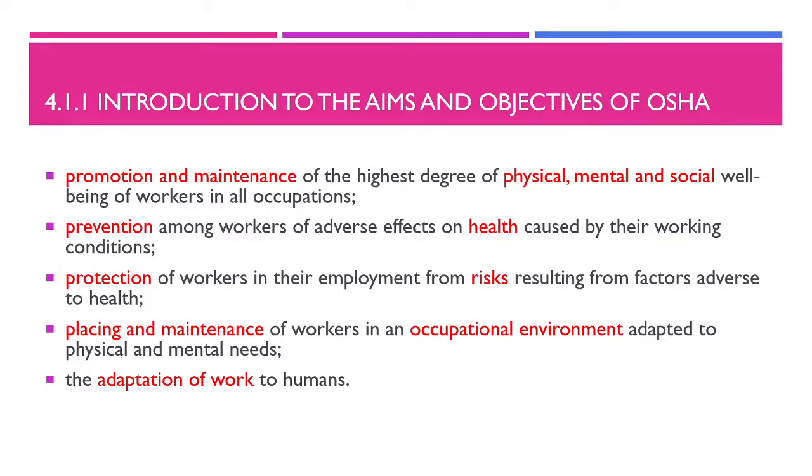This is the aim and objective of OSHA. The first one is the promotion and maintenance of the highest degree of physical, mental and social well-being of workers. The second one is the prevention among workers of adverse effects on health caused by their working conditions, the protection of workers in their employment from risks resulting from factors adverse to health, the placing and maintenance of workers in an occupational environment, and lastly, the adaptation of work to humans.